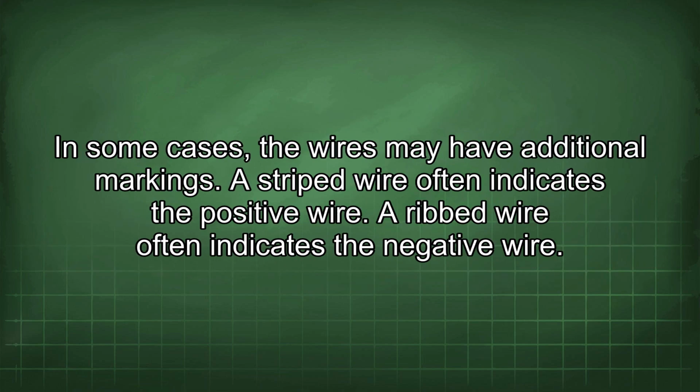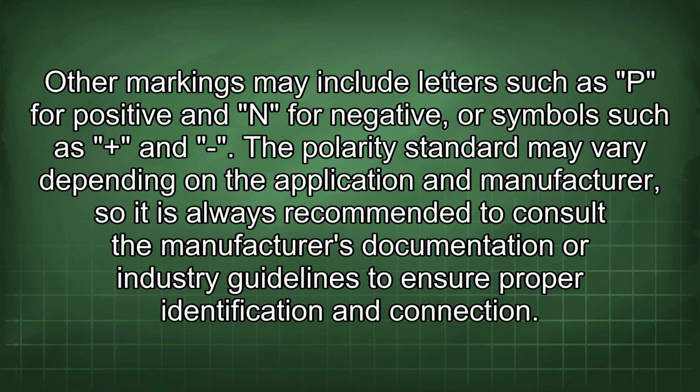In some cases, the wires may have additional markings. A striped wire often indicates the positive wire. A ribbed wire often indicates the negative wire. Other markings may include letters such as P for positive and N for negative, or symbols such as plus and minus.